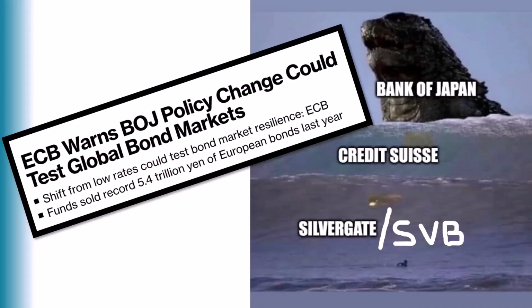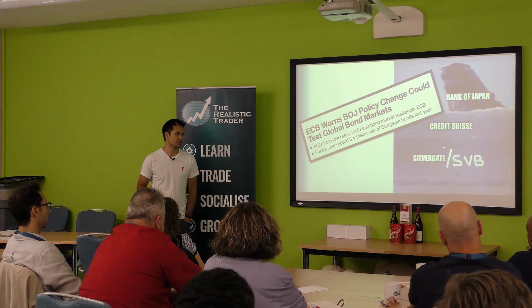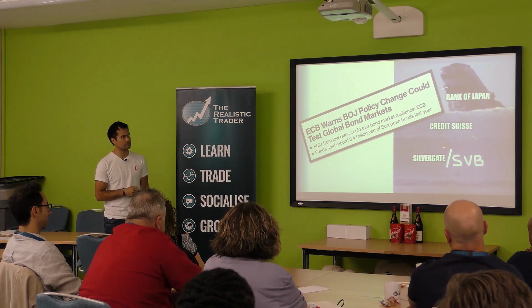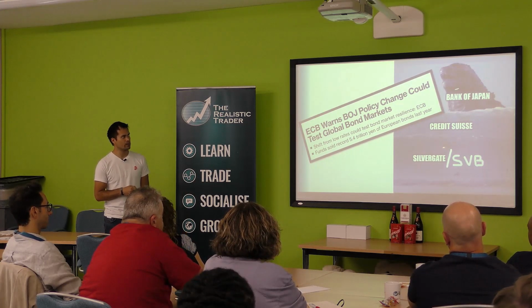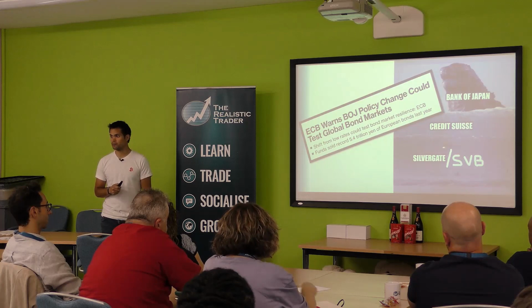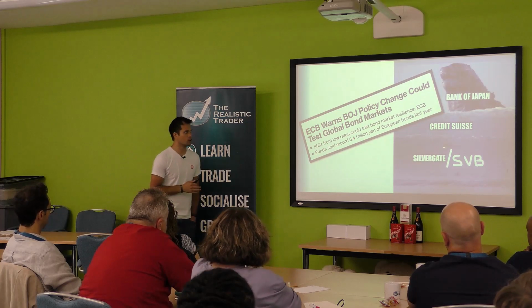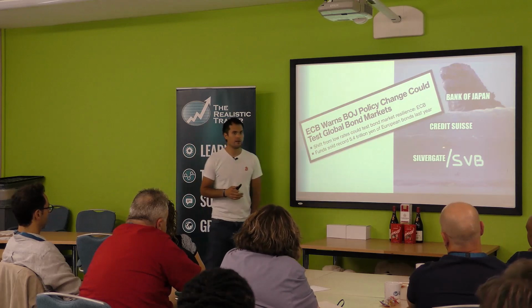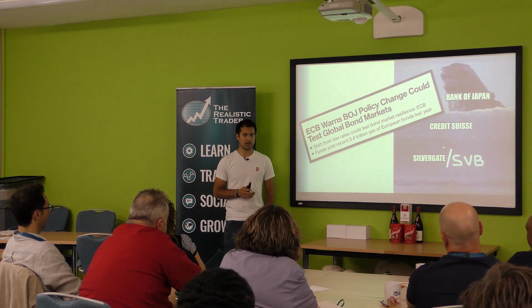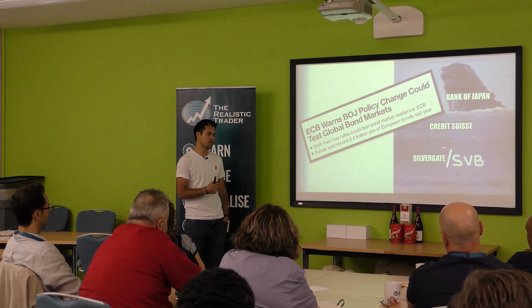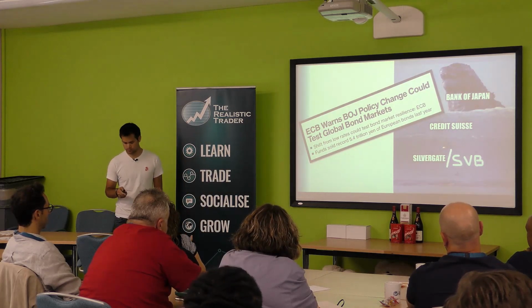The BOJ sold 5.4 trillion yen of European assets last year. So I think next year or maybe Q4 this year, people are going to start waking up to the Bank of Japan going, holy shit, if the BOJ starts pulling out of the global bond market, that means yields are going to start spiking. And that, I think, could be the little kidney punch that takes stocks to the knees.